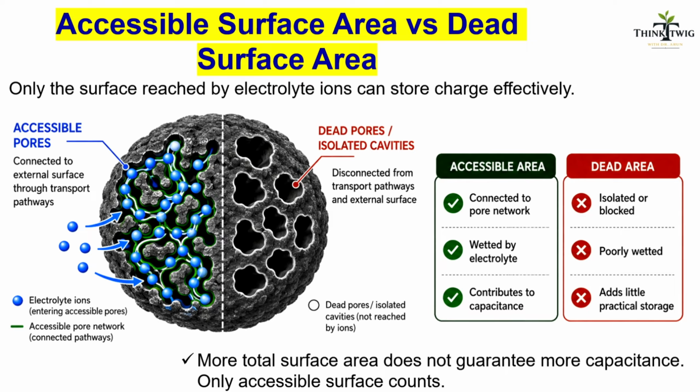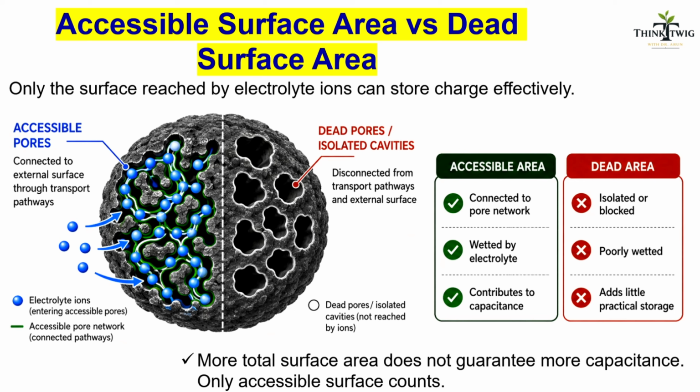This is the accessible surface, but other pores are more difficult to use. Some have narrow entrances, some are poorly connected, some lie behind slow transport pathways. So the surface exists physically, but electrochemically its contribution becomes small or negligible. This is the key point. Surface that exists is not automatically surface that works. So whenever you see a huge BET value, go one step deeper. Do not look only at how much surface is present. Look at how much surface is actually working.